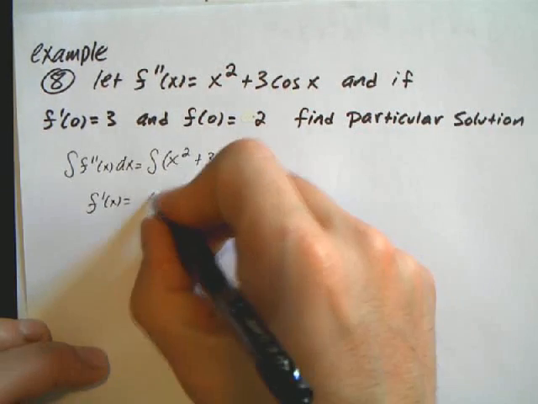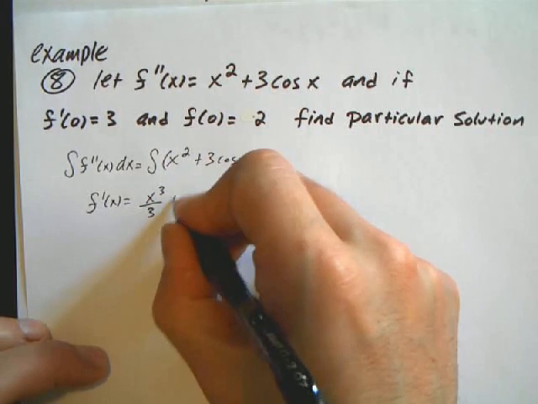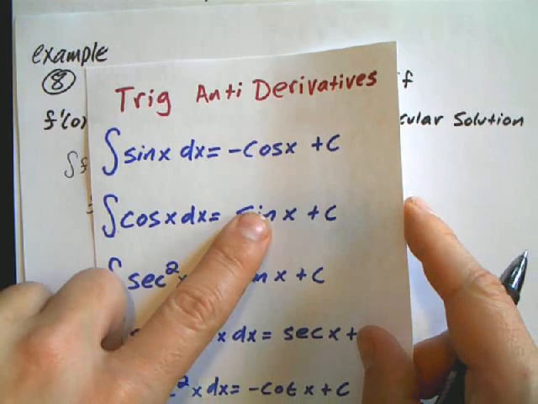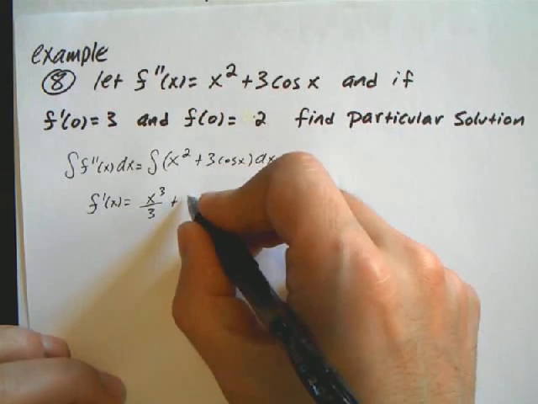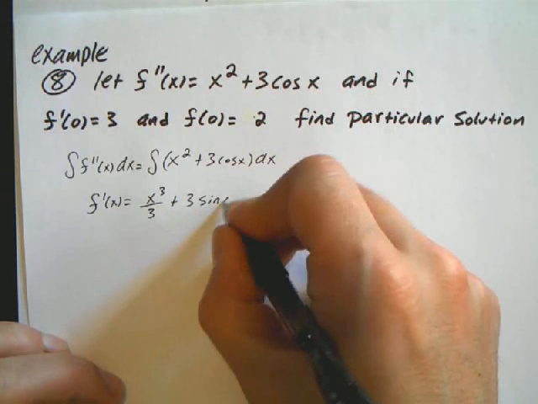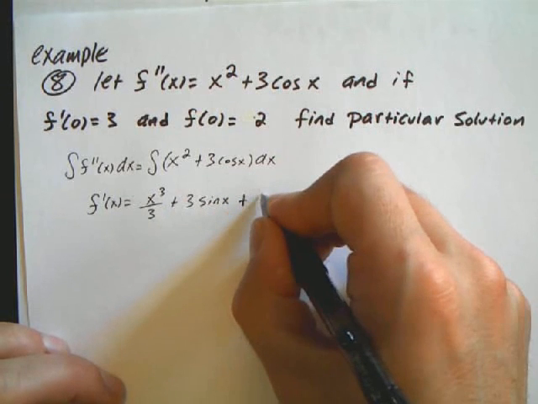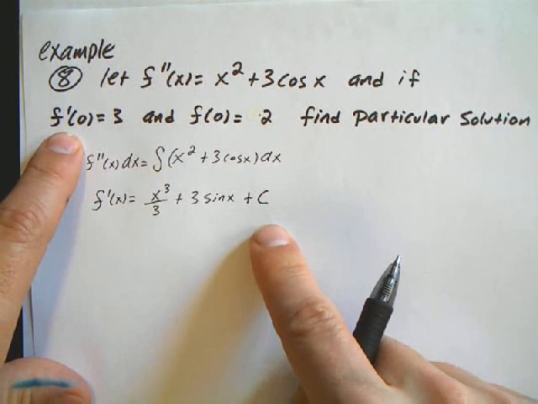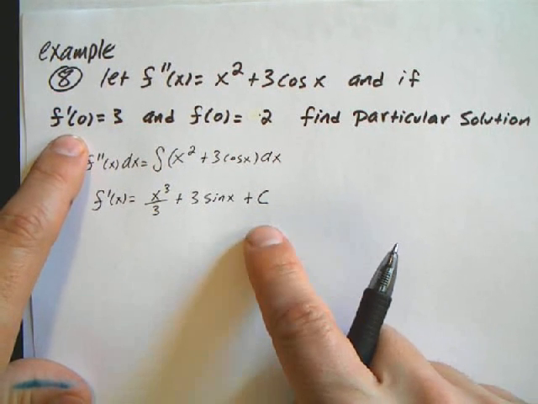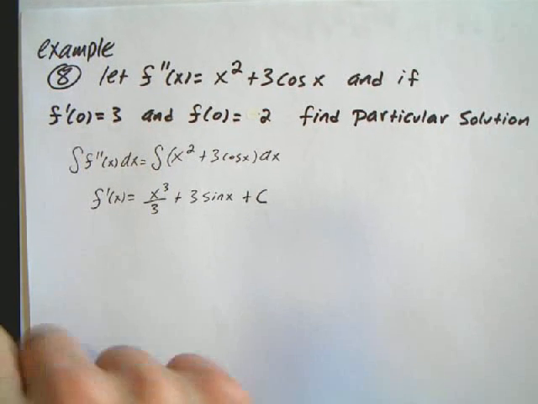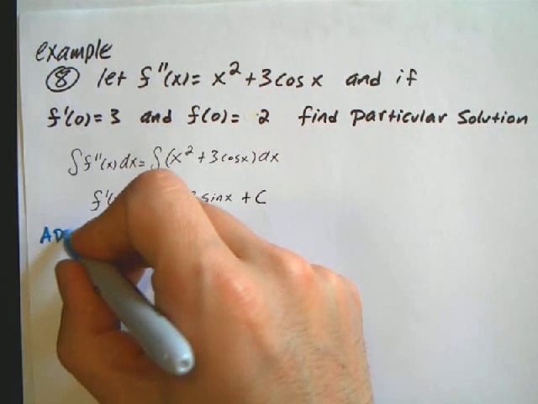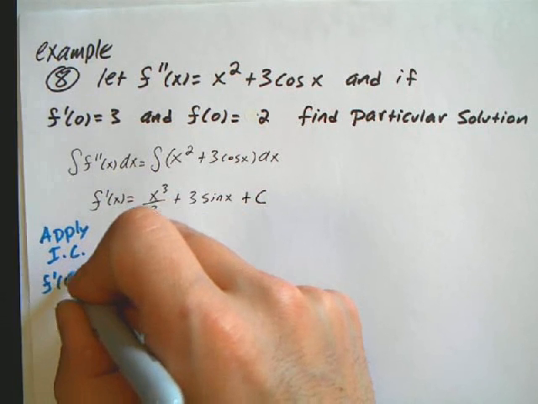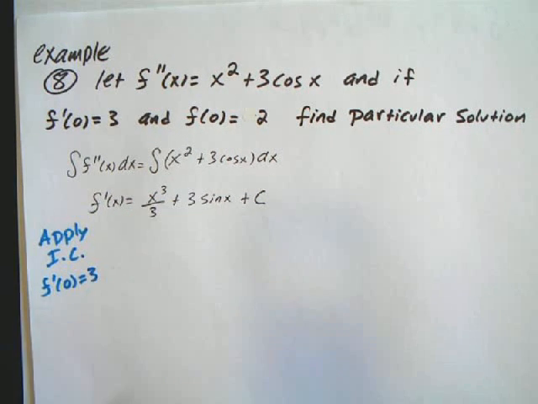This is going to be x to the third all over 3 plus, now the antiderivative for cosine is going to be a positive sine, so plus 3 sine of x plus my arbitrary constant c. And notice they give me an initial condition regarding the first derivative, so I'm going to use this one to solve for this c value. So I'm going to apply the initial condition f prime of 0 equal to 3.